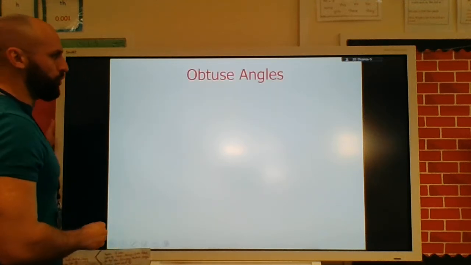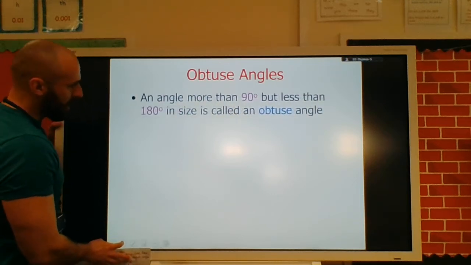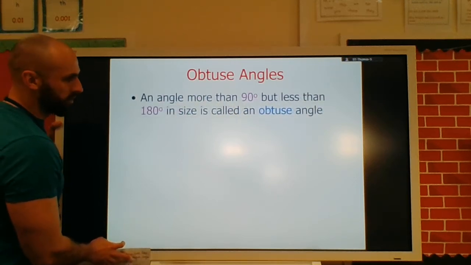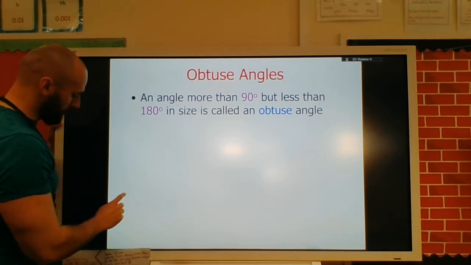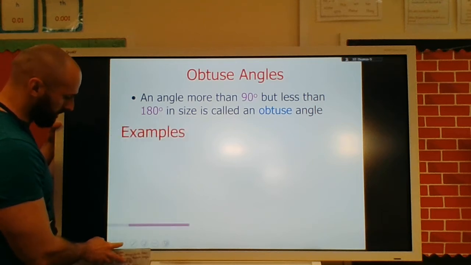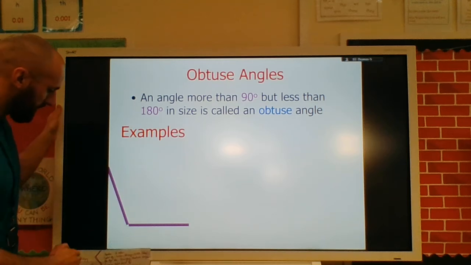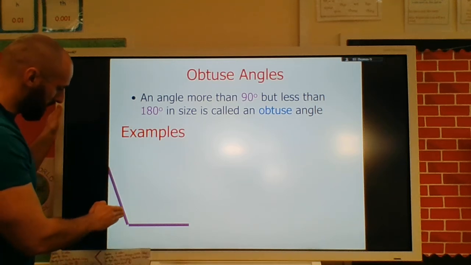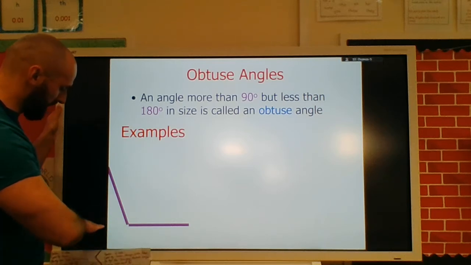Then we've got an obtuse angle. Okay, it just sounds bigger and mightier, doesn't it? And that's an angle that is more than 90 degrees, but less than 180. Okay, so it's stuck between 90 and 180. So let's look at some examples here. So we've passed 90 there. So 90 would be here, and it's obtuse, so it's gone past. But it's also far less than 180.